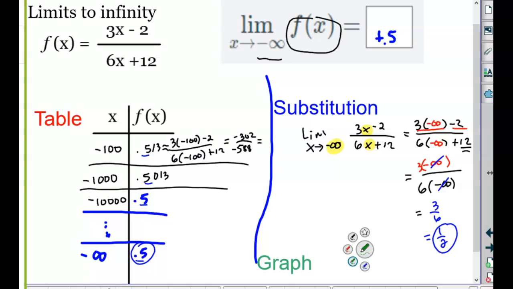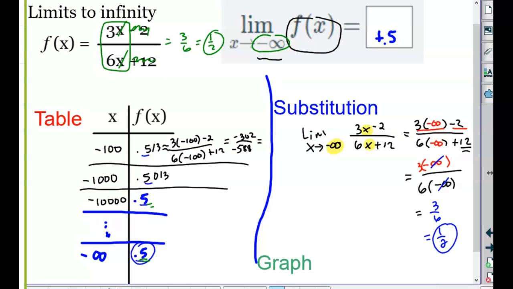It's called the end behavior model. And look at this. Because we're going to negative infinity, that -2 isn't going to matter. And that 12 isn't going to matter in the long run. What matters is the 3 and 6. And what if I gave you just this as an expression? 3x over 6x. Do the x's matter? They're going to reduce out. And what's left over is 3 over 6 or 1/2, which is exactly what our table is showing.